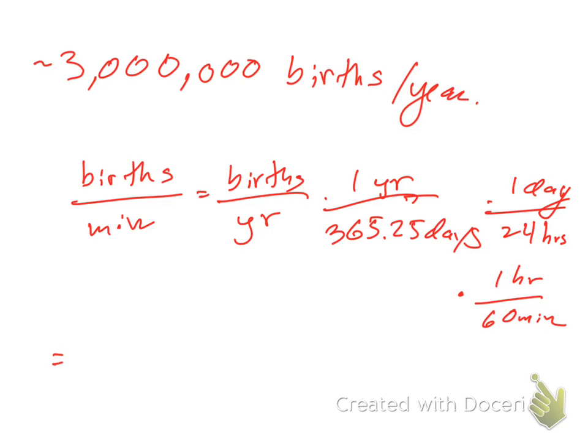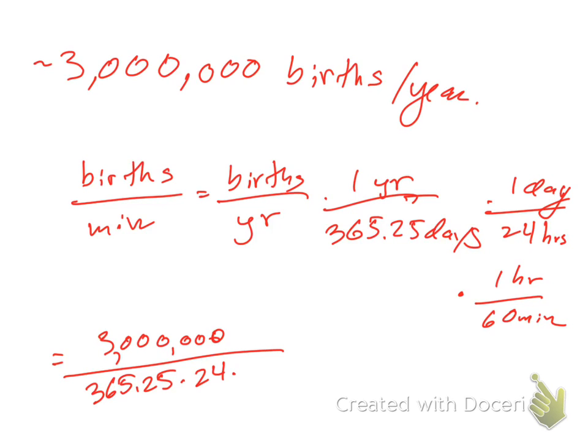And stringing it all together, I get 3 million divided by 365.25 times 24 times 60, and that is going to equal, while I whip out a calculator, works out to roughly 5.7 births per minute. So that's about 1 every 10 seconds. Pretty cool. Let's try another one.